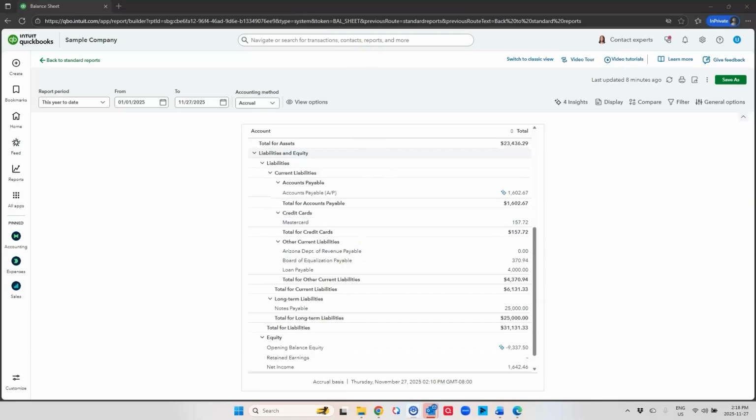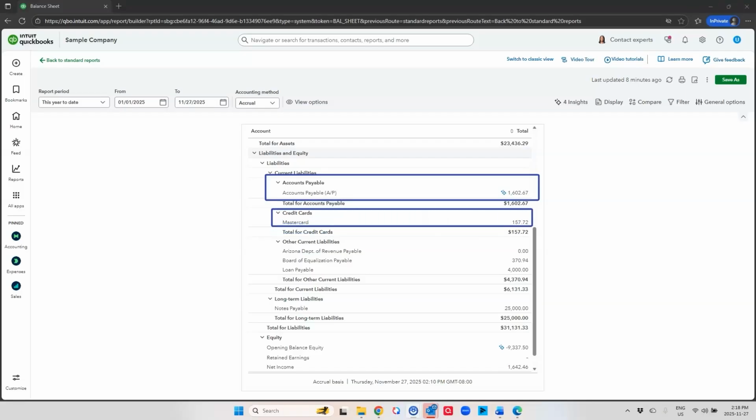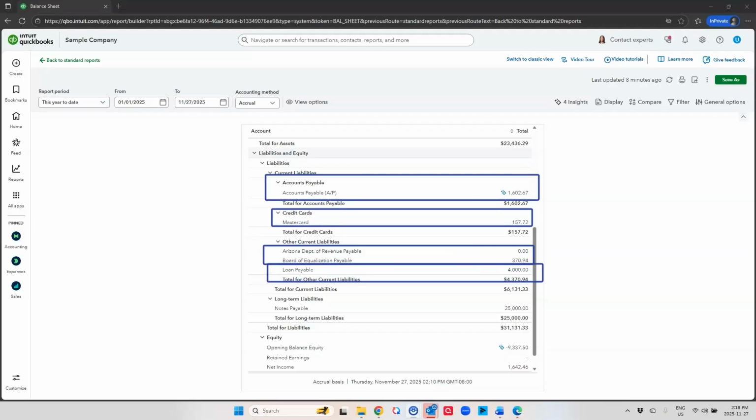In our liability section here, we've looked at our accounts payable. We've reconciled the MasterCard. We've taken a look at our sales tax. And of course, we've checked that the loan payable doesn't include any interest. Notes payable probably won't have a lot going on in it, but it's here on our balance sheet.